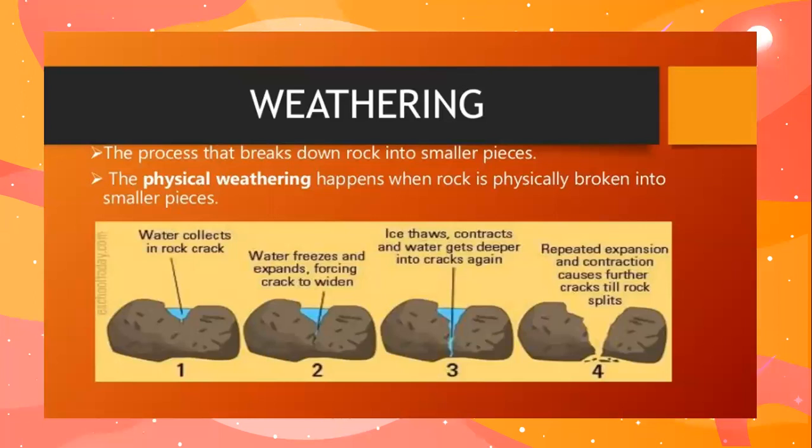Okay, so physical weathering happens when rock is physically broken into smaller pieces. So you can see here, water that is collected in a rock would later on be frozen. And as you know, when water is frozen, the molecules would expand. Okay, why would it expand? The water molecules would find a way to be lined up, so it would expand, and that would make the water more solid. Okay, so when that expands, it is big, it would make the crack bigger, and the repeated expansion and contraction causes the rocks to further split.